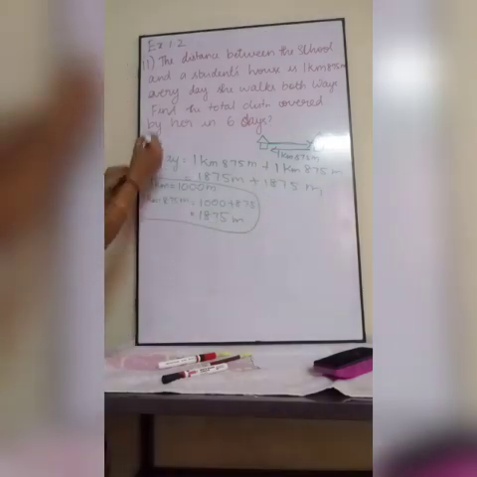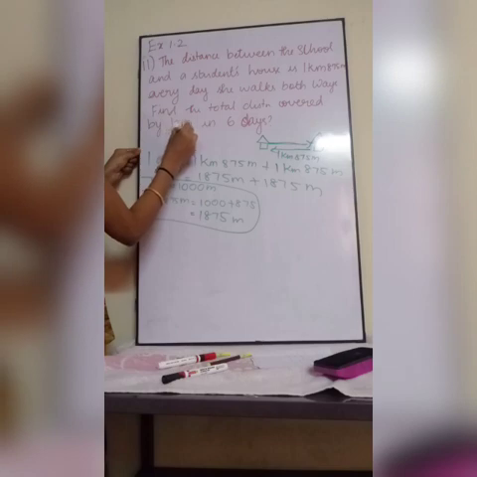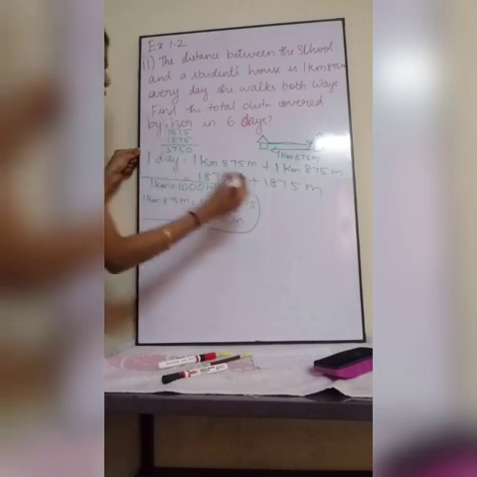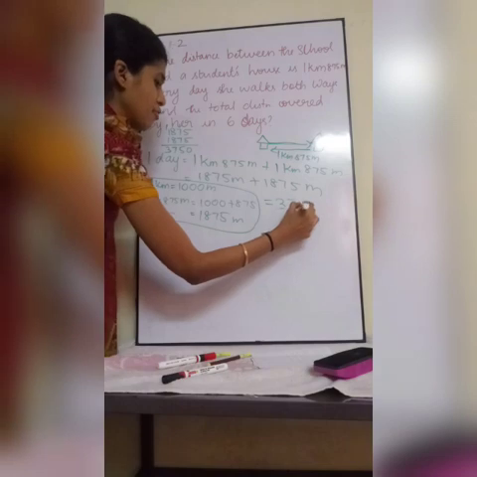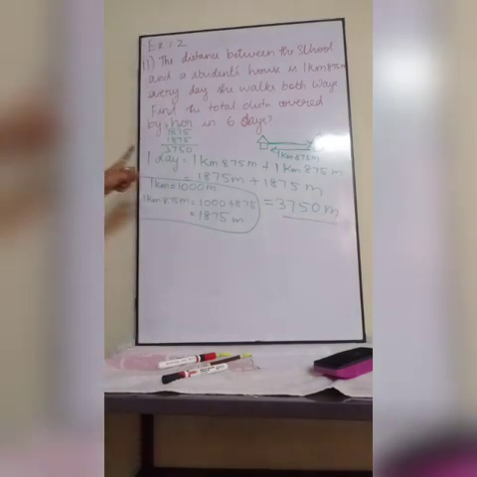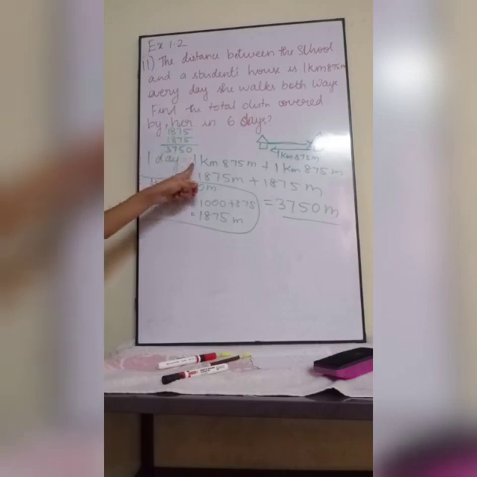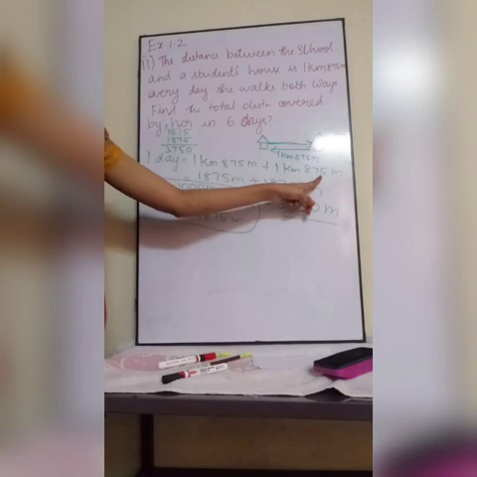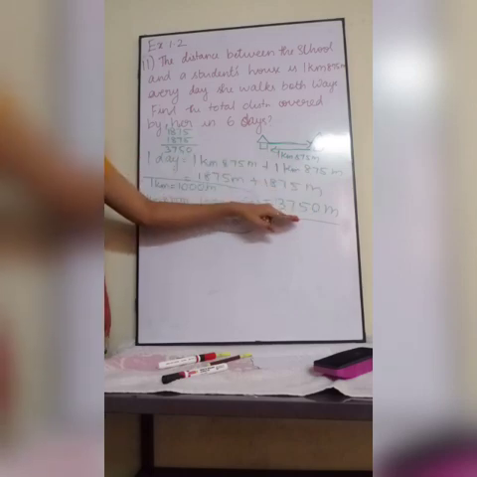So I am going to add those two. 1875 plus 1875: 5 plus 5 is 10, and so on, giving 3750 meter. One day she is walking 3750 meter. From home to school she is walking, then from school to home she is walking. So if you add these two, we can find how much distance she covers in one day.